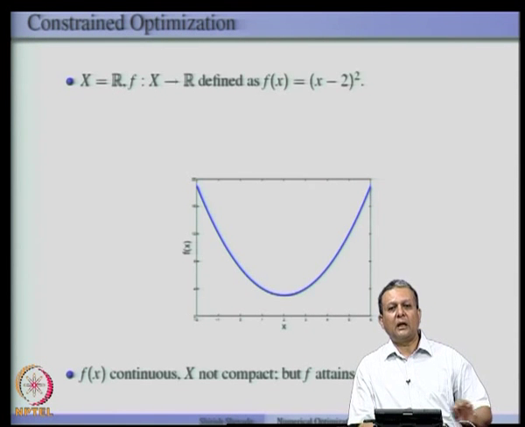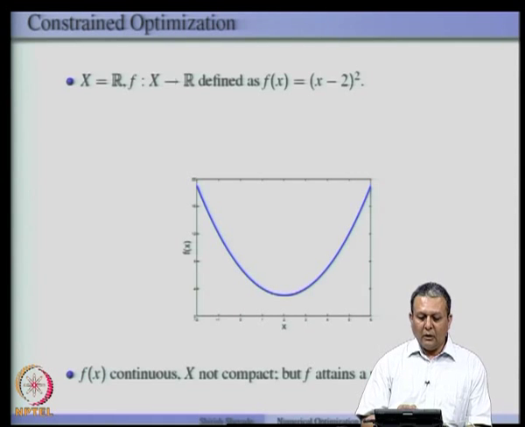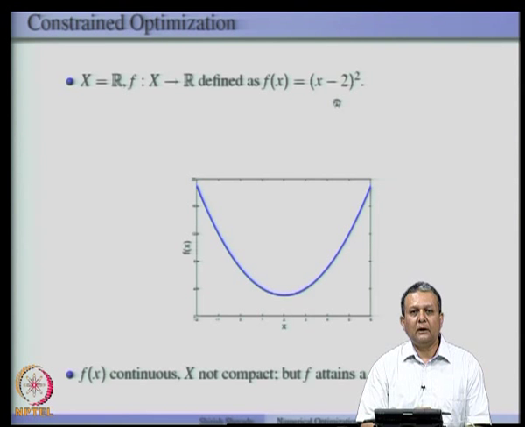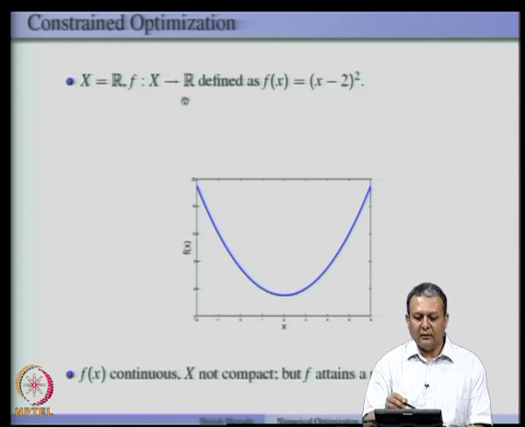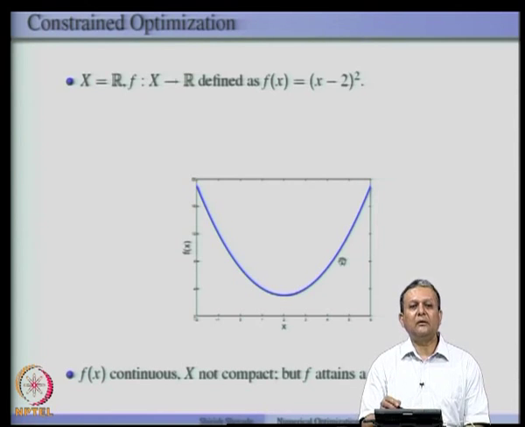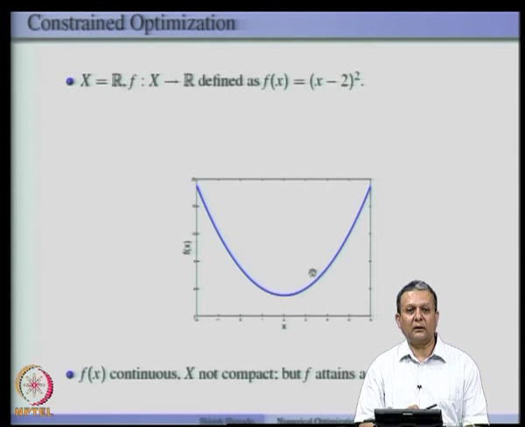Now, here is another example. Let us define a function f(x) as (x minus 2) square, defined from R to R. The function is shown here. Now, you will see that the function is continuous, but X is not compact. The set R of real numbers is not a compact set. So, again the conditions required by Weierstrass theorem are not met because X is not compact, but despite this fact the function does attain a minimum at this point and the corresponding x star is somewhere here.